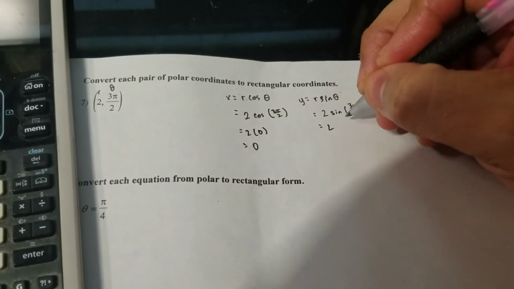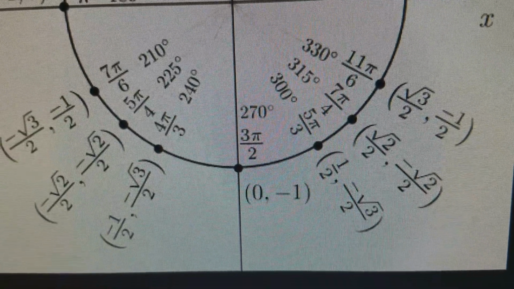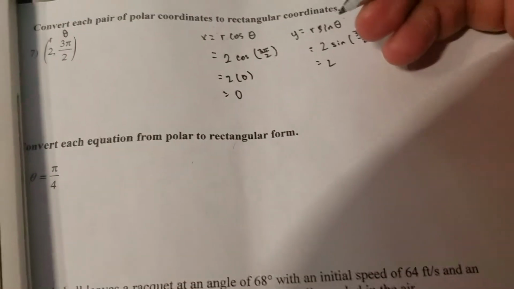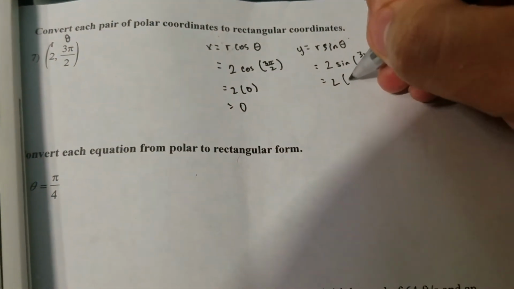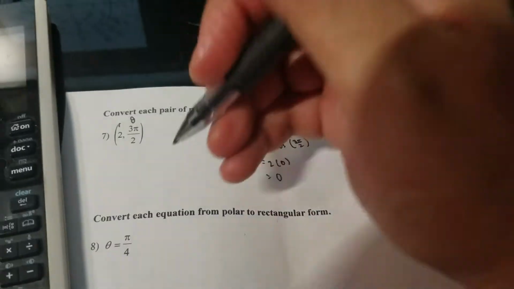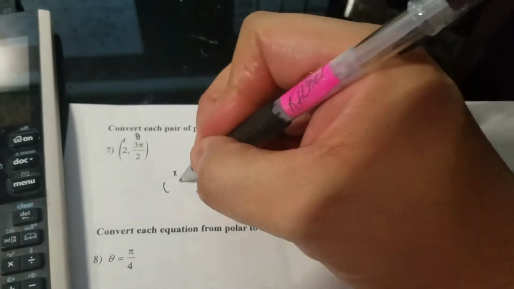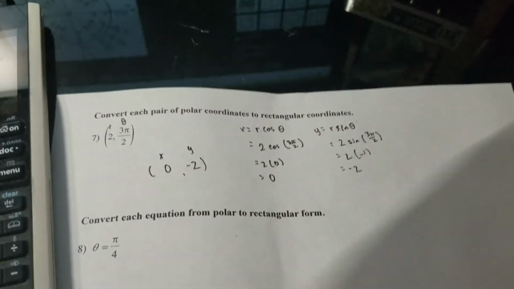And sine of 3 pi over 2, I'll go back to the unit circle. The sine value, which is the y, or the second value, is negative 1. So this becomes 2 times negative 1, which equals negative 2. So my x and y is 0 and negative 2.